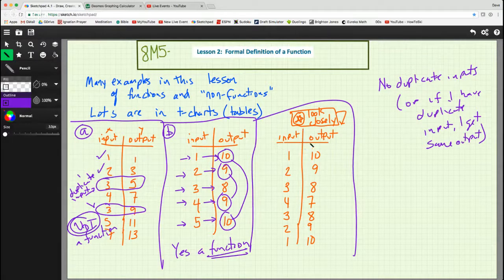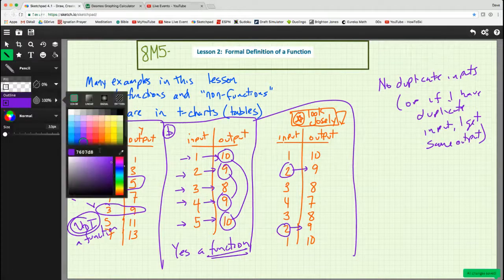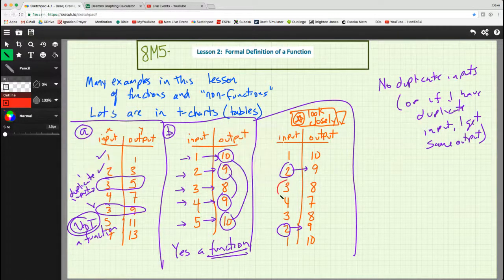Okay, let's do one more. And now what I want you to do is look closely at this one, because I'm going to tell you that there are duplicate inputs here, but there's something special about these duplicate inputs. I'm going to do a colorization on each input that's the same.